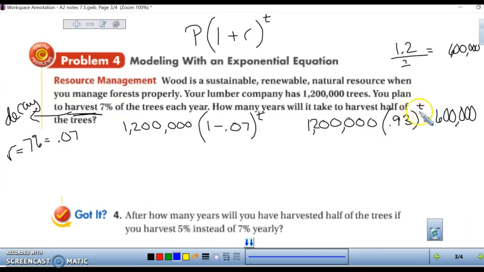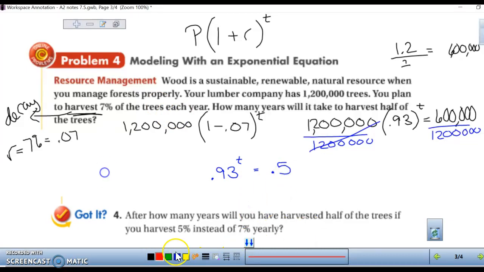So we're going to solve for t. First thing we can do is divide by 1,200,000 on both sides. 600,000 divided by 1,200,000 is 0.5. So we're left with 0.93^t equals 0.5.